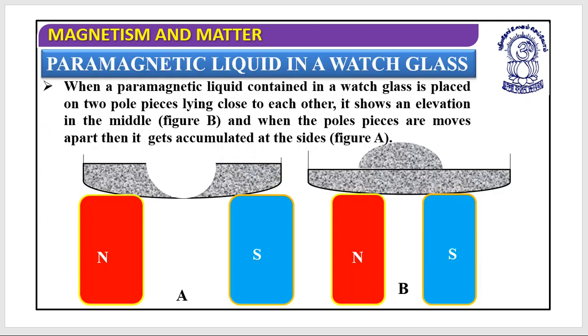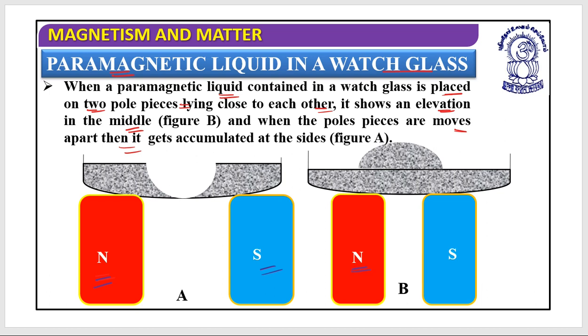One more thing, a paramagnetic liquid in a watch glass. Let's have a look. When a paramagnetic liquid contained in a watch glass is placed on two pole pieces lying close to each other, it shows an elevation in the middle, and when the pole pieces are moved apart, it gets accumulated at the sides. So look at this. This was the initial situation: this is the north pole, this is the south pole, and the watch glass has been arranged on this.